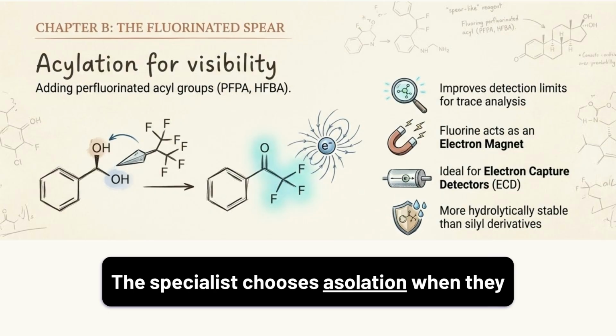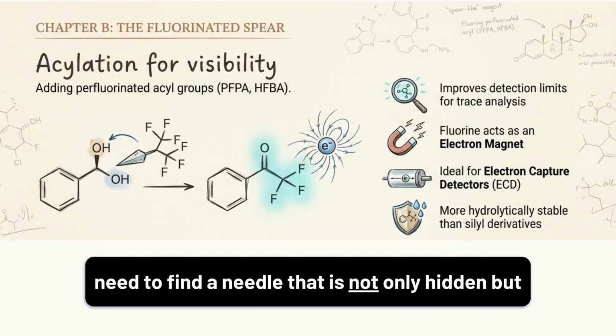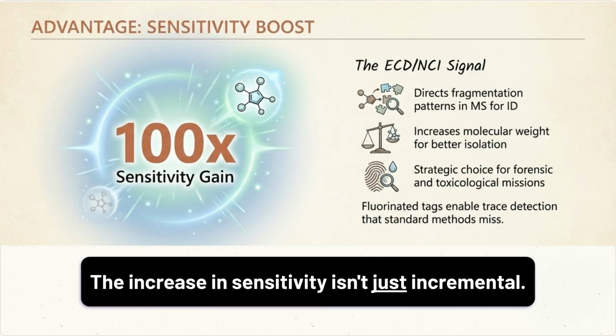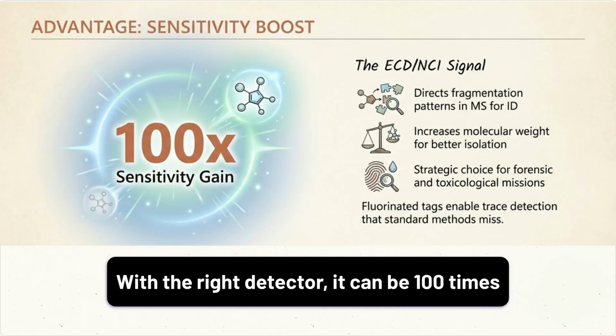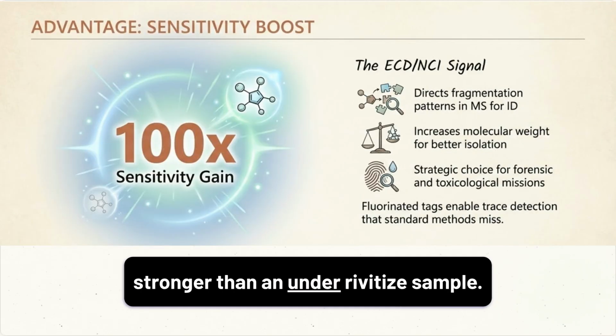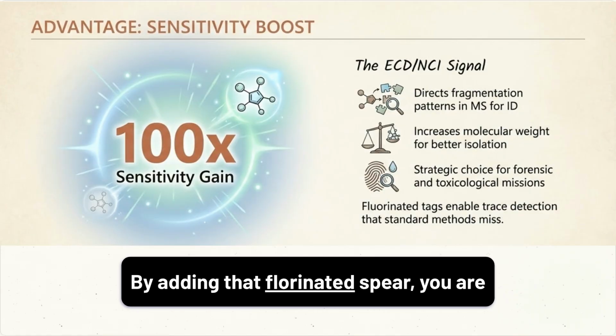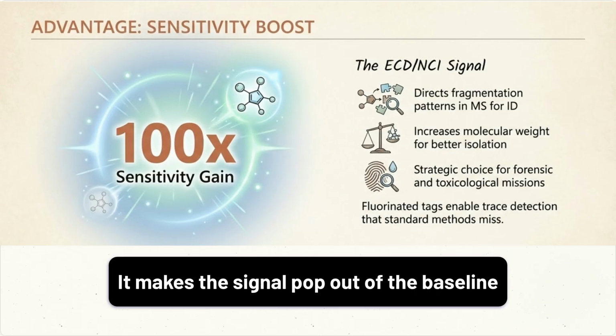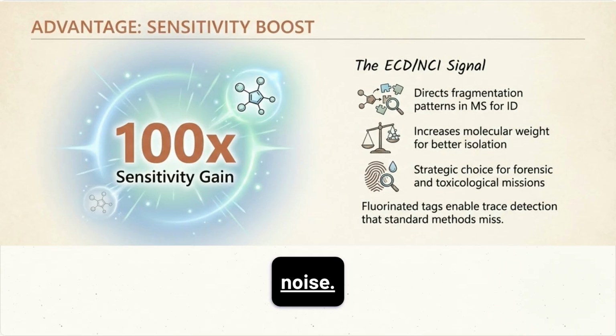A specialist chooses acylation when they need to find a needle that is not only hidden but also very, very small. The increase in sensitivity isn't just incremental. With the right detector, it can be 100 times stronger than an underivatized sample. By adding that fluorinated spear, you are essentially giving the molecule a high visibility jacket. It makes the signal pop out of the baseline noise.